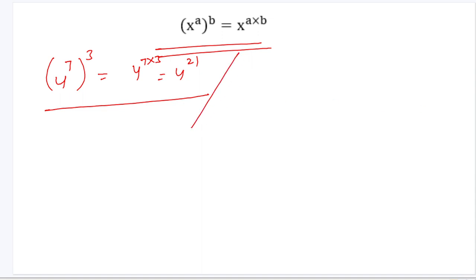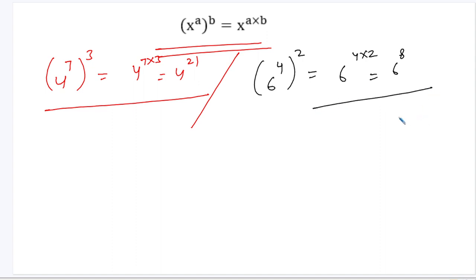Say you have anything else, 6 to the power of 4 whole to the power of 2, it will be nothing but product of 4 and 2, so 6 to the power of 8. It's only about multiplying the two powers whenever you have terms like this.